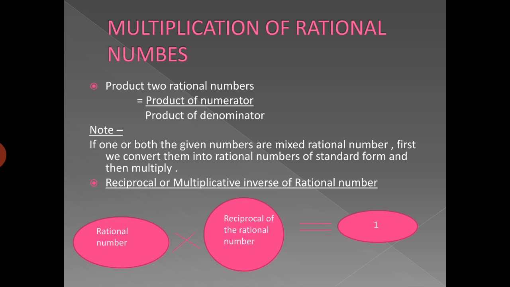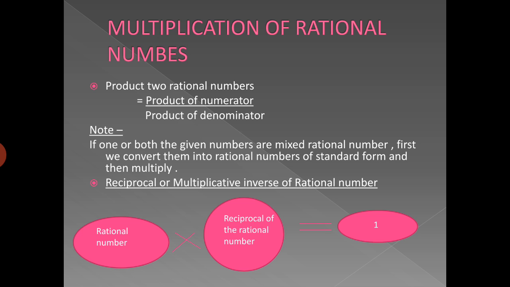If one or both of the given numbers are mixed rational numbers, first we convert them into rational numbers of standard form and then multiply. So whenever any one number or both numbers are in mixed fraction, convert that into a simple rational number.